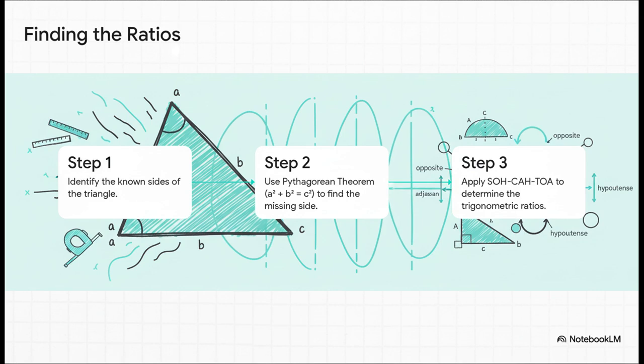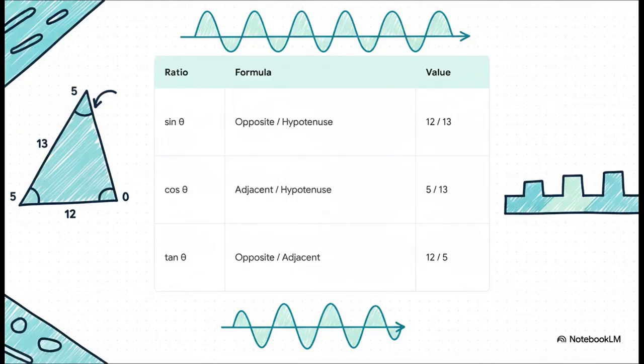And using this is actually a really straightforward three-step deal. First, you just figure out which sides you already know. If you're missing one, no biggie, you can just use the good old Pythagorean theorem to find it. And then you just plug those side lengths right into SOHCAHTOA to get your ratios. Done. Let's take a look at an actual example. We've got a triangle here with an adjacent side of 5 and an opposite side of 12. Do a little Pythagorean magic and bam, the hypotenuse is 13.